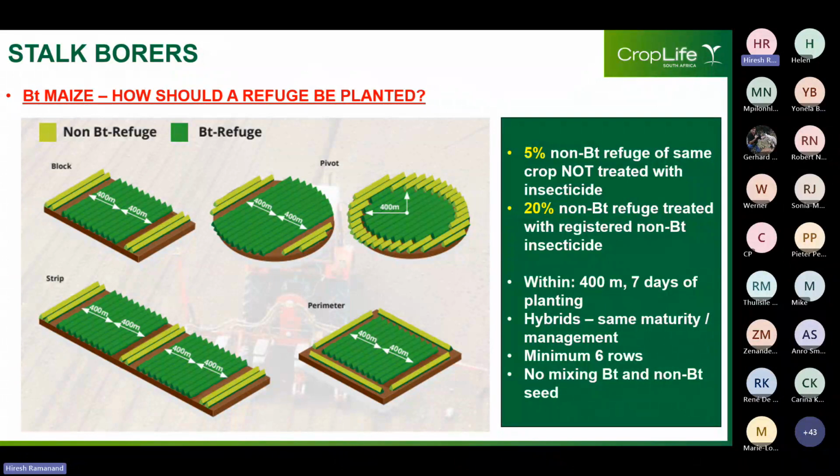In addition, growers must ensure that the refuge is planted within 400 meters from the Bt crop, within 7 days of planting of the Bt crops, with hybrids having the same maturity as the Bt crops and be managed in the same way, with a minimum of 6 rows and without any mixing of Bt and non-Bt seed.